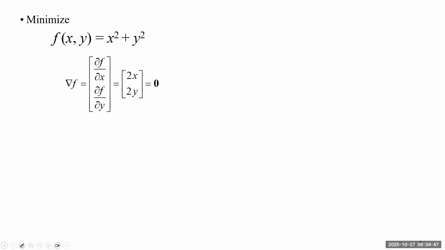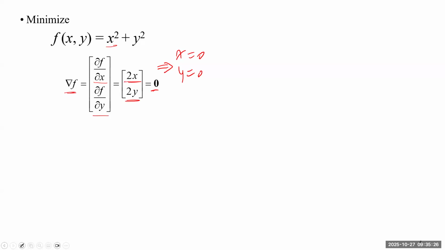So first we calculate the gradient vector. The gradient vector will be partial f partial x and partial f partial y. So partial f partial x will be 2x, and the second will be 2y. You want this to be 0. If this is 0, you can clearly tell there's only a single stationary point, that is x equals 0, y equals 0, exactly the origin. So this problem only has a single stationary point, and that is the final solution.